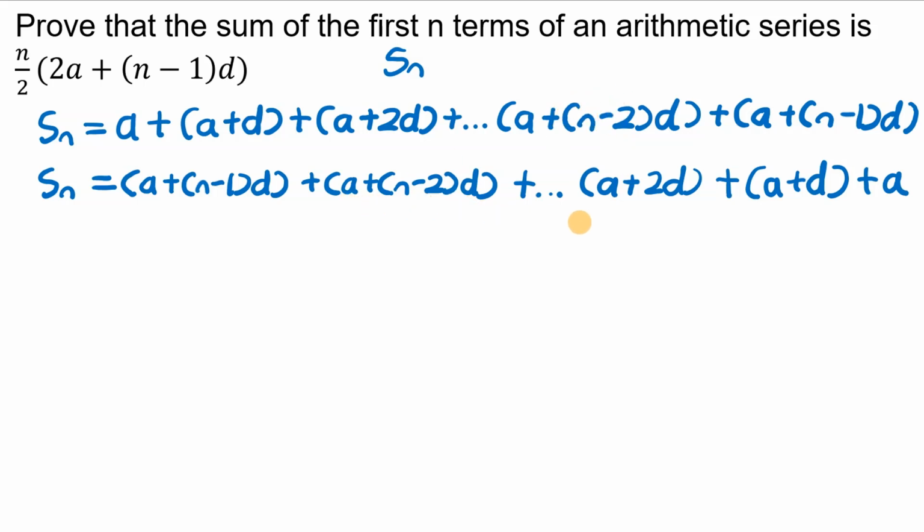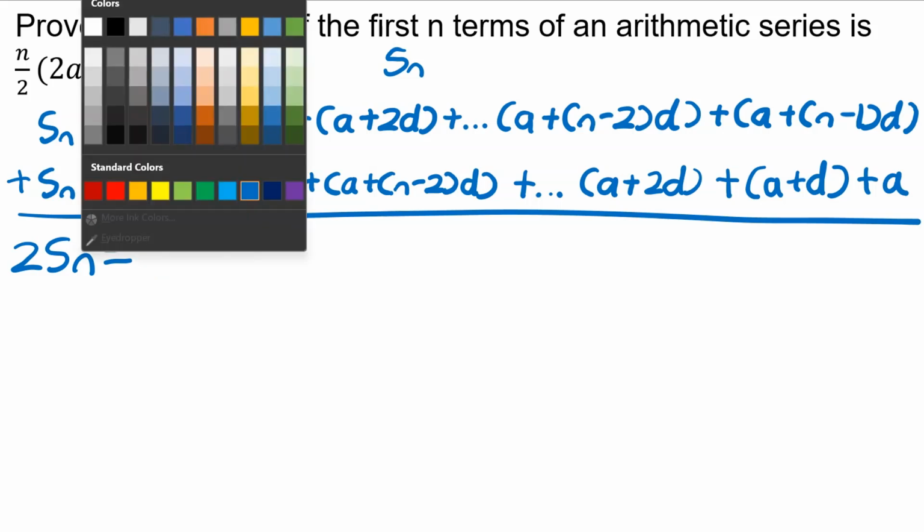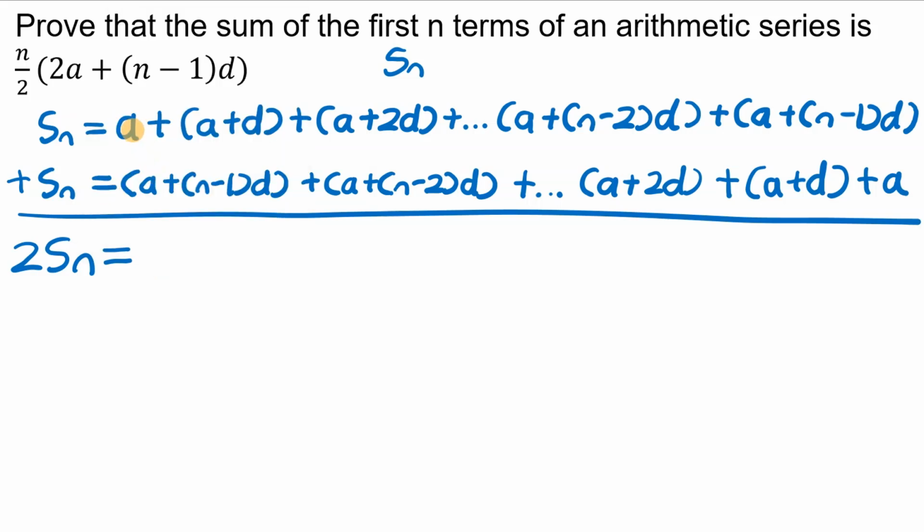We're going to do it in reverse order, such that the last term here now is the first term here, which is a. And what we're going to do is add these two equations together. So here we've got Sn plus Sn, which is going to be 2Sn, and then this is going to be equal to... the way that we're going to add these together is we're going to do it term by term.